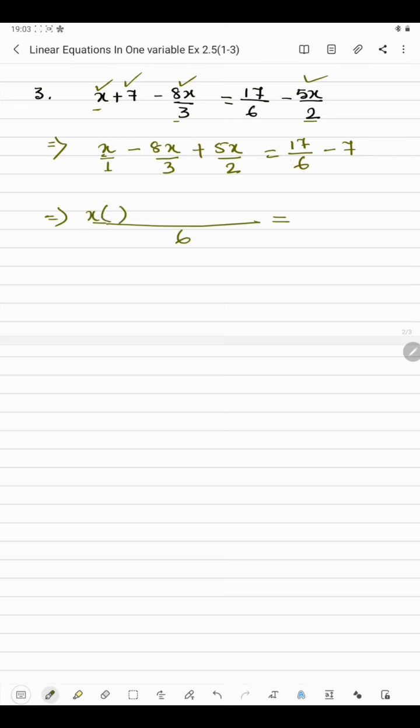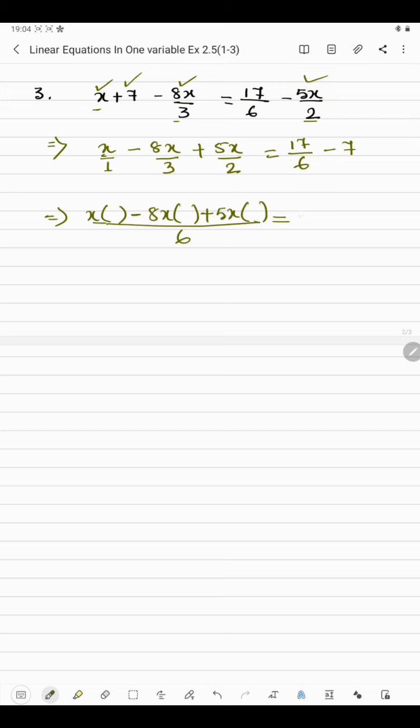Okay, now what we will do, we will just write the numerator from the first fraction and then we will put the bracket. Again we have minus sign, so we will put minus sign. Then we have 8x on the numerator, so we will put 8x and then we will put the bracket. And then we have plus sign, so we will put plus sign. After this we have 5x on the third fraction.